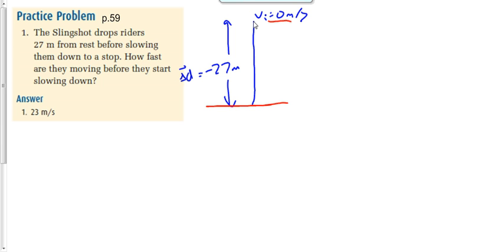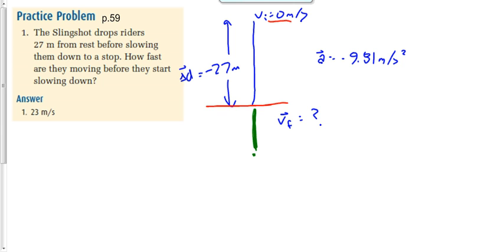What do we know here? VI is 0. We know that D is equal to negative 27. We know that A is equal to negative 9.81. And what are we looking for? We're looking for VF. This is not VF after it's stopped. That's another problem. If we were analyzing that, then VF would be equal to 0.